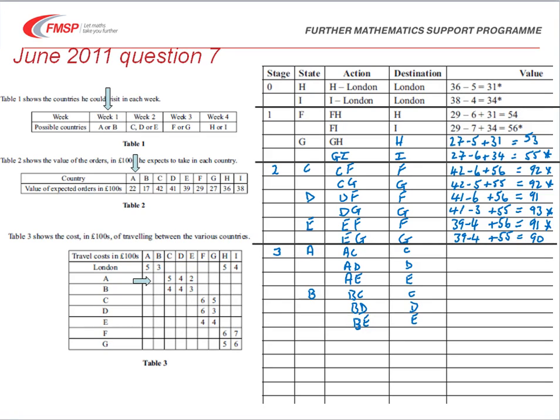The order value for A is 22. So each of these first three lines is going to start 22. And the order value for B is 17. So each of those three lines will start 17. The costs for A are 5, 4, and 2 respectively. So we're subtracting 5, 4, and 2. And for B, there are 4, 4, and 3.